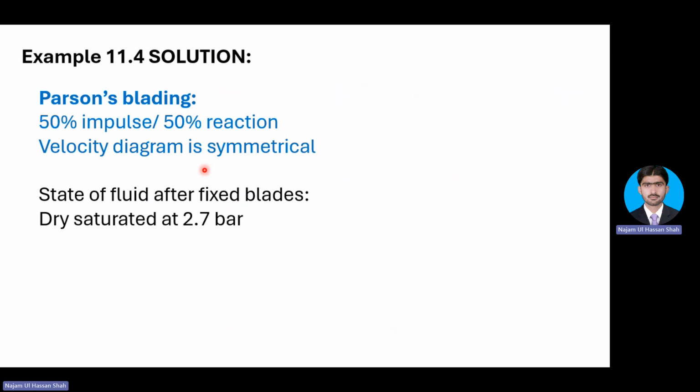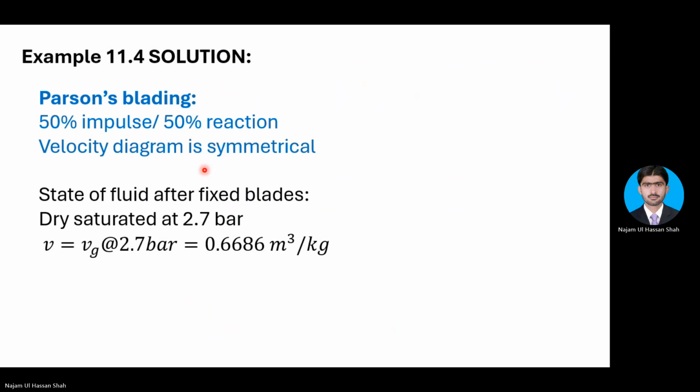The fluid is dry saturated at the inlet to the moving blades at a pressure of 2.7 bar. So we can determine the specific volume at this pressure from the steam table. Specific volume will be the Vg at 2.7 bar. So this is 0.6686 cubic meter per kilogram. The absolute velocity at inlet is 90 meter per second.